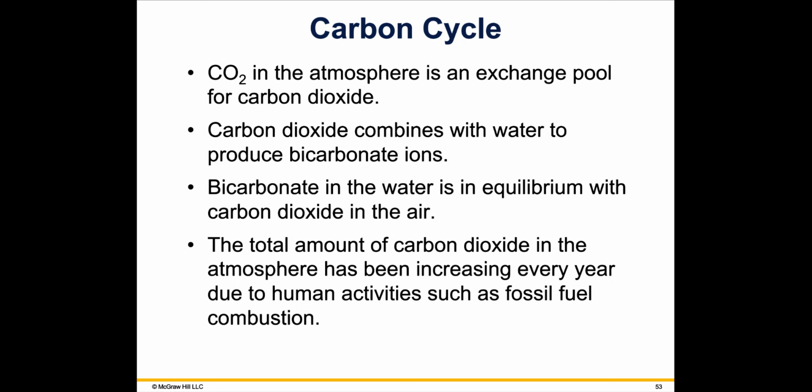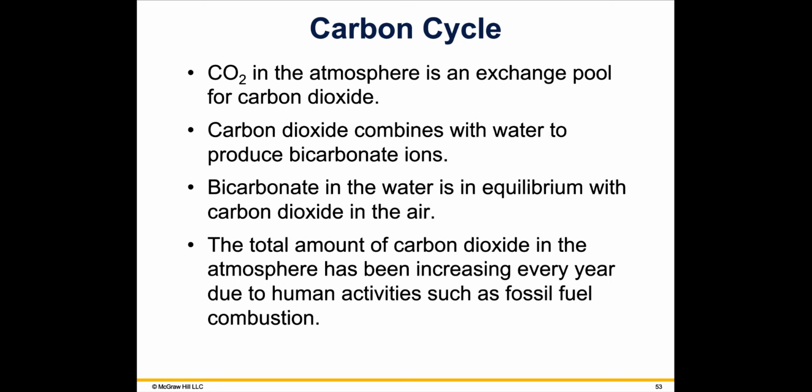Carbon dioxide can combine with water to make bicarbonate. Bicarbonate in the water is equal to the carbon dioxide in the air. And the total amount of carbon dioxide in the air has been increasing at a rate that is above what we have historically seen it cycle. And not only is it currently above historical amounts we've seen, it's increasing still.